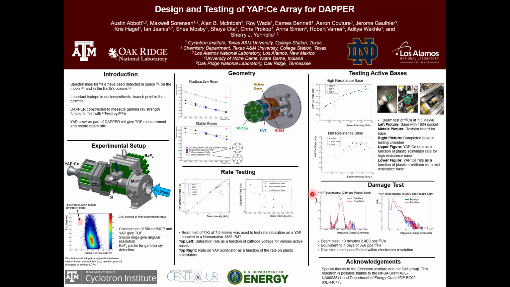At the end of the previous experiment, radiation hardness of the YAP was investigated. The full beam of approximately 2.4 times 10^9 particles per second of copper-63 was delivered to the YAP for about 10 minutes. This is equivalent to about 4 days of the rate of stable iron beam we were planning to run for our experiment. And although the integrated charge of the signals was affected as less light was produced due to crystal damage, we found that within the resolution of our electronics, the rise times of our signals were mostly unaffected. This is good as we're using the YAP array primarily for timing purposes.